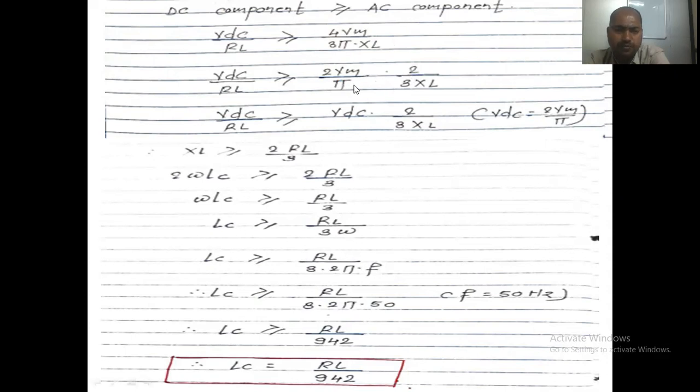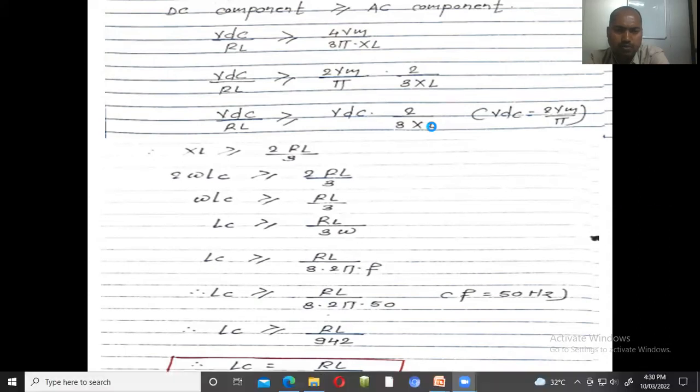So twice Vm by pi is the DC voltage. The formula for VDC is twice Vm by pi. So for twice Vm by pi, we write VDC, and 2 divided by 3 XL is written across here. Now we know the relationship with respect to XL.